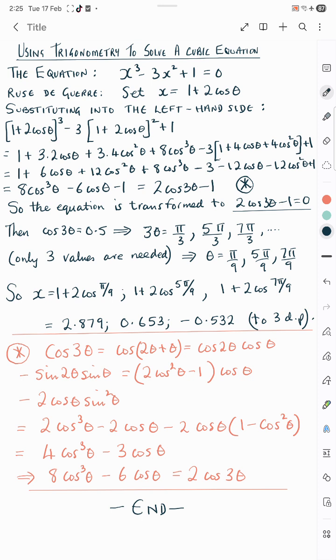Then that means that theta is pi over 9, 5 pi over 9, or 7 pi over 9. And then substituting back to get what x is, as x is equal to 1 plus 2 cos theta, we'll then have as our solution x is 1 plus 2 cos pi upon 9, 1 plus 2 cos 5 pi upon 9, 1 plus 2 cos 7 pi upon 9, which numerically comes down, and I've given the answers to 3 decimal places, to 2.879, 0.653, and minus 0.532. And that does it really.